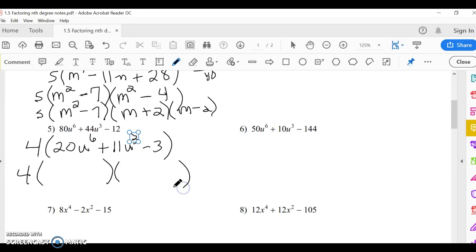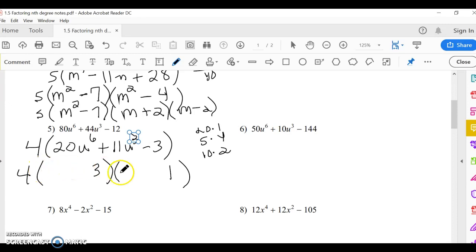The nice thing is the back number is a 3, so we pretty much know that we're going to have 3 and 1. Okay, we just have to wait on the signs. But in the front, we have 20. The factors of 20 are 20 and 1, 5 and 4, 10 and 2. So this is kind of how I do it. It's a lot of guess and check. So you think about playing around with the numbers.